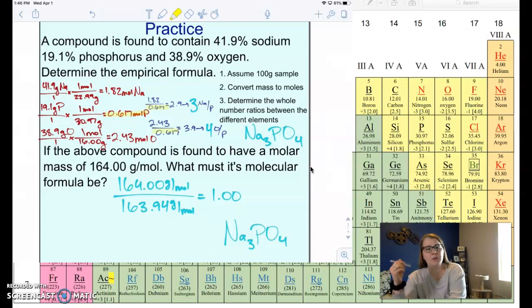And then for the next problem, you compare the 2 molar masses. So this molar mass was the molar mass of my empirical formula. And it just so happened in this example that the molar masses were the same, so that means the actual compound, its molecular formula, is sodium phosphate, Na3PO4. So in this case, the empirical and the molecular were the same, which can be the case.